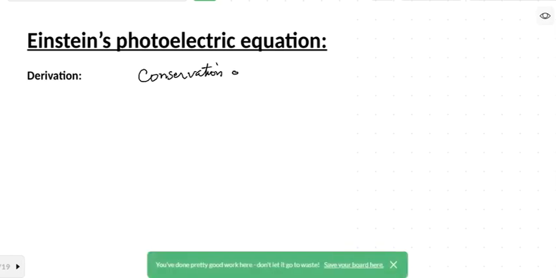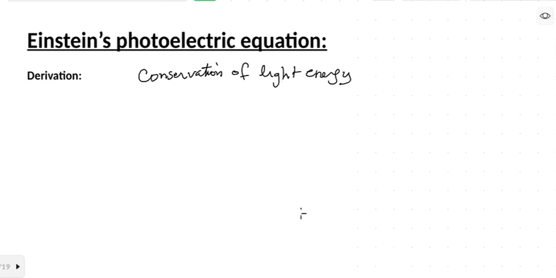To understand where this equation comes from, Einstein used the idea of conservation of energy, using the conservation of light energy, or energy in general, which is used in the experiment. To understand me more, I will give you an example.